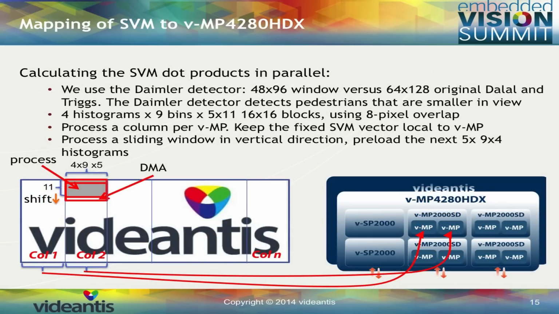For the SVM step, it's a little bit different. On the demo, we're not using the 64 by 128 window, but we're using a slightly smaller window. That's from the Daimler detector. From Mercedes, they use a slightly smaller window because then you can also detect objects that are slightly smaller in view.